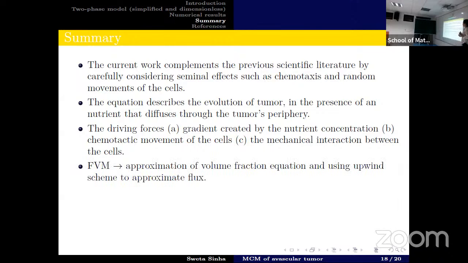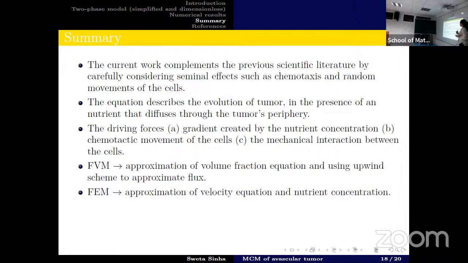The volume fraction equation was approximated by the finite volume method using an upwind scheme to approximate the flux. Then the velocity equation was approximated by the finite element method, and the nutrient concentration equation was also approximated by the finite element method. So we saw the influence of the parameters delta 1, delta 2, D1 and D2: clearly, for some choices of parameters the tumor will expand, and for some choices of parameters it will contract.